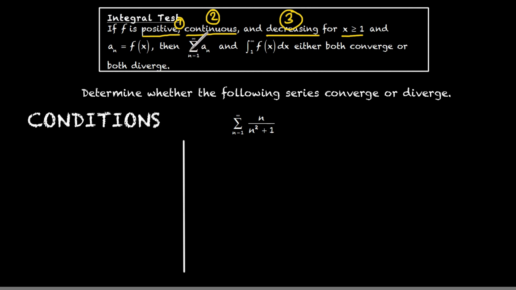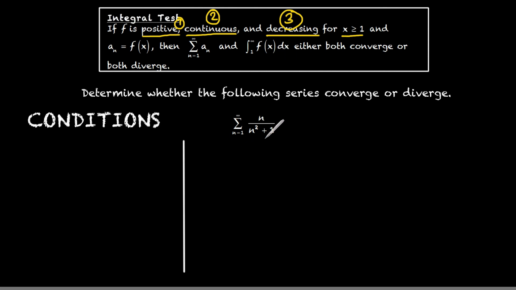After you prove the three are true and you use the integral test, basically it says that the series, which is represented by the summation of n equals 1 to infinity of a sub n, and the integral from 1 to infinity of f of x, so this is an improper integral, either both converge or both diverge.